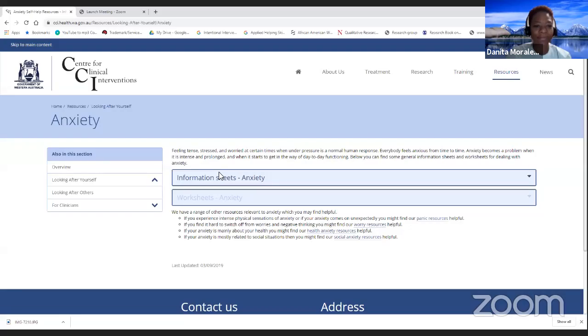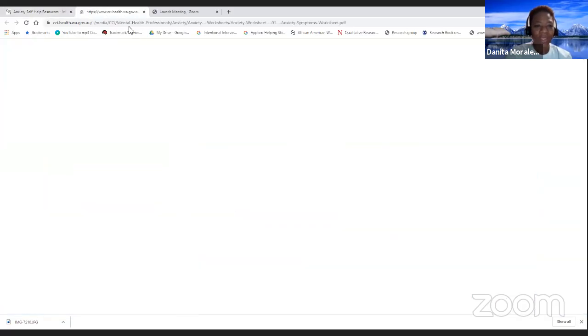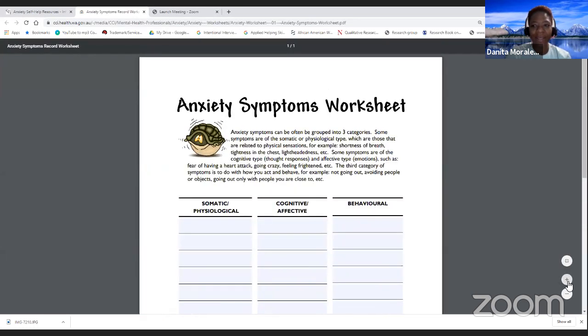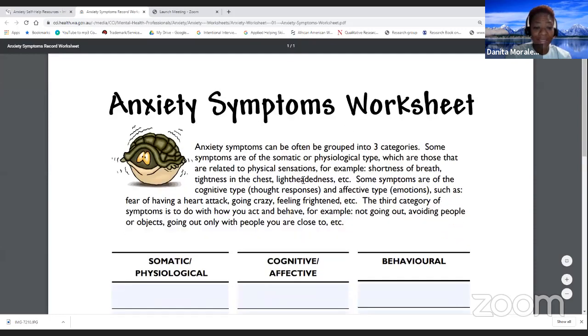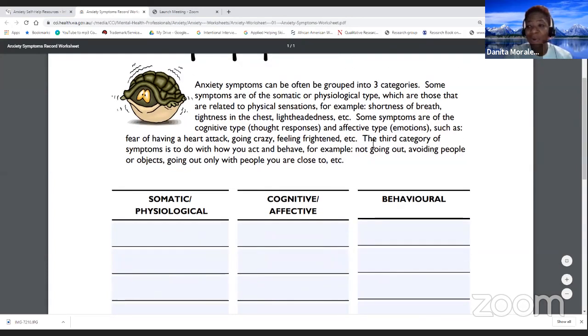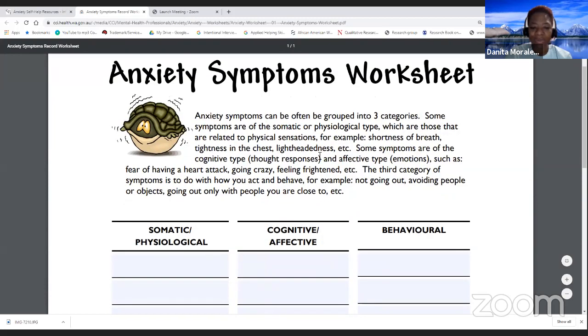All right, I want to give you guys a little bit of information today on anxiety, how to track it, and how to crush it. Okay, so here is a great way to track anxiety. Here's an anxiety symptom worksheet. Even though you don't necessarily have access to this worksheet, I'll copy the URL and put it in the comments. How about that?